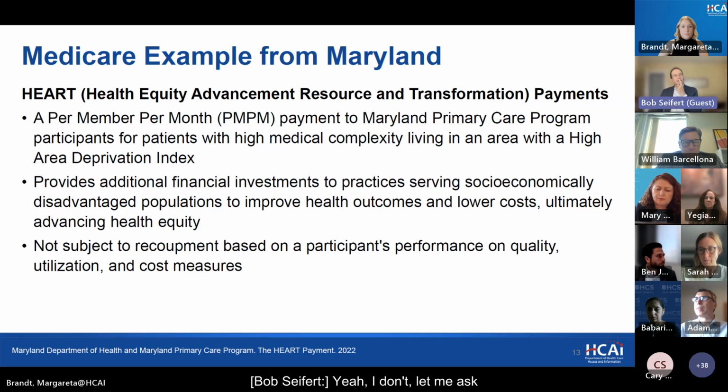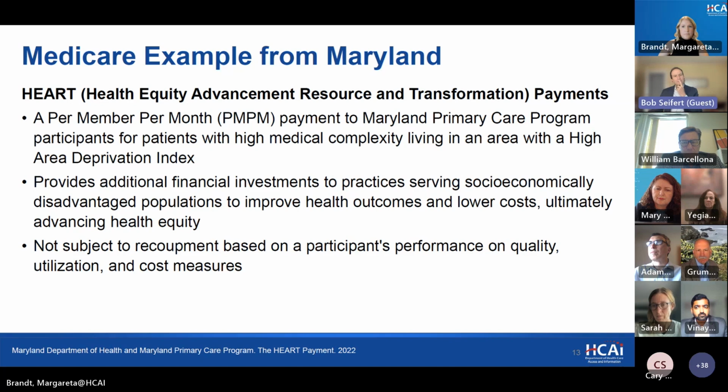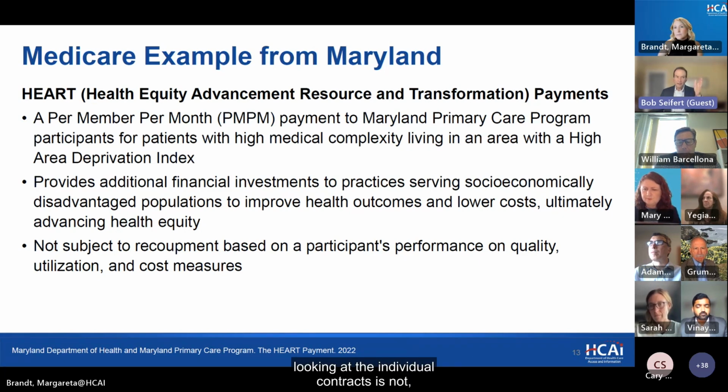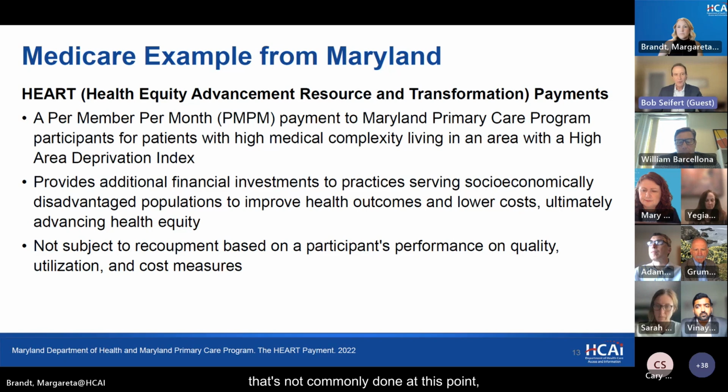Let me ask either Mary Jo or Vinayak, they've got some insight into some of the other states that Friedman has been working in. I know that looking at the individual contracts is not commonly done at this point. But some of those other dimensions, I wonder if you could comment on that.